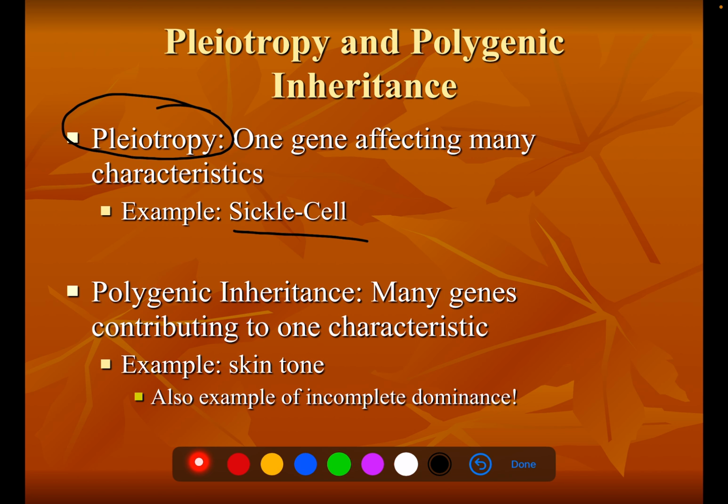So on exam 3, if you're reading a question and it says something about a genetic disorder, immediately you should be thinking pleiotropy, right? And maybe you work out a problem or something like that.